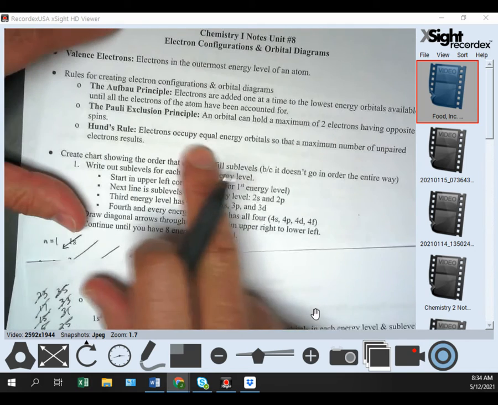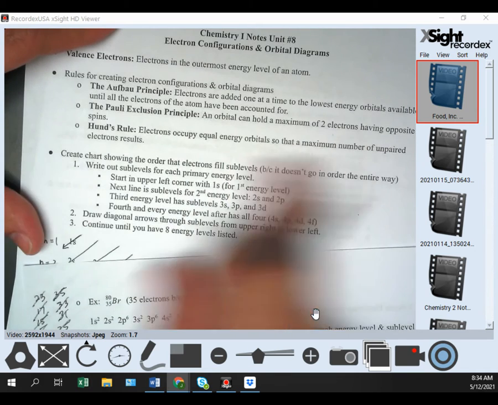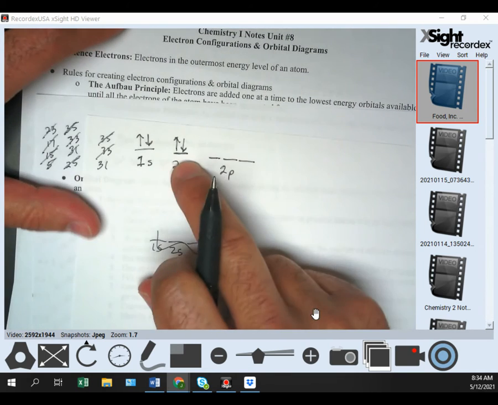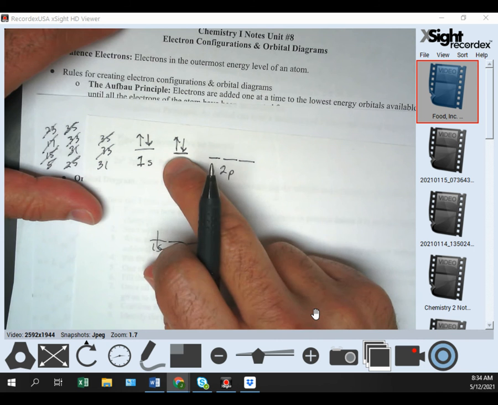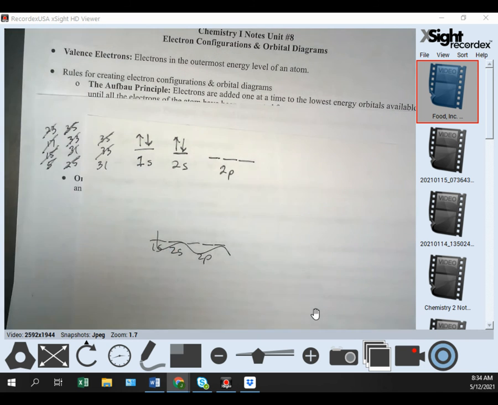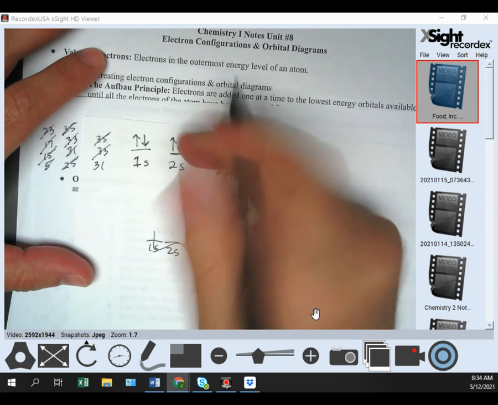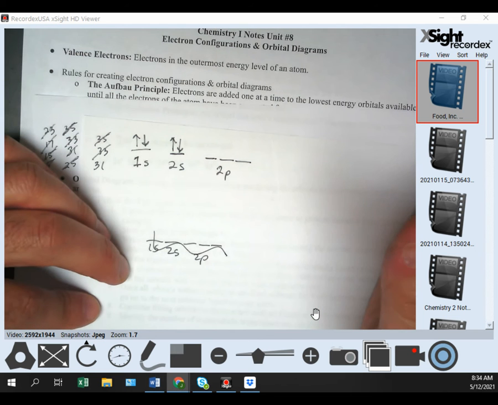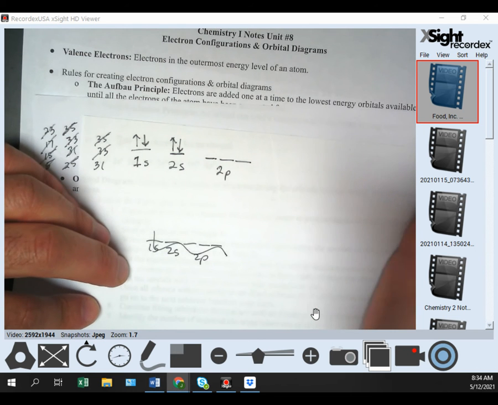Electrons occupy equal energy orbitals so that a maximum number of unpaired electrons results. When there are 2 electrons in an orbital, a line, that's paired. They're paired up, opposite spins. So this would be paired. Unpaired is when you just have 1 electron on a line that doesn't have a pair.